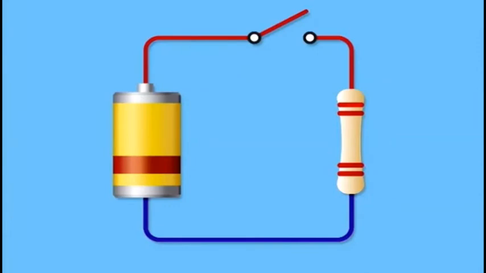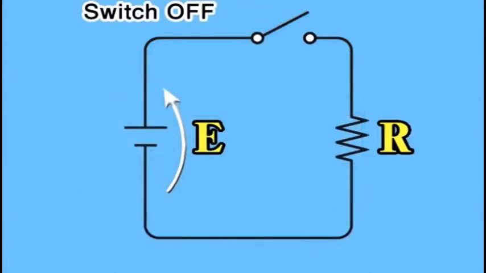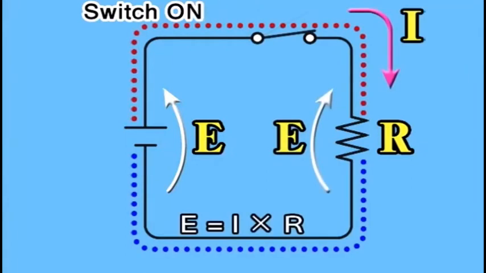The illustration here is an electrical circuit comprising a battery, switch, and resistor. This circuit can be shown with a circuit diagram like this. When the switch is turned on, voltage E is applied to resistor R and current I flows. This relationship is known as Ohm's law.